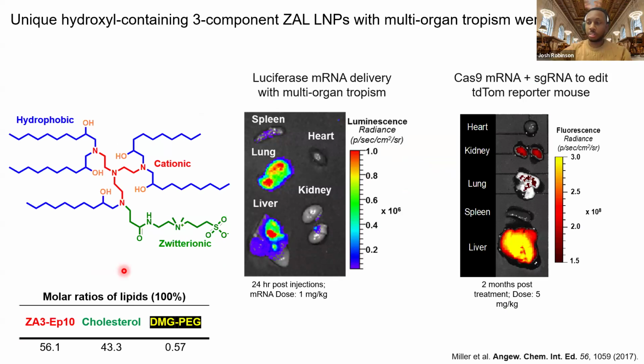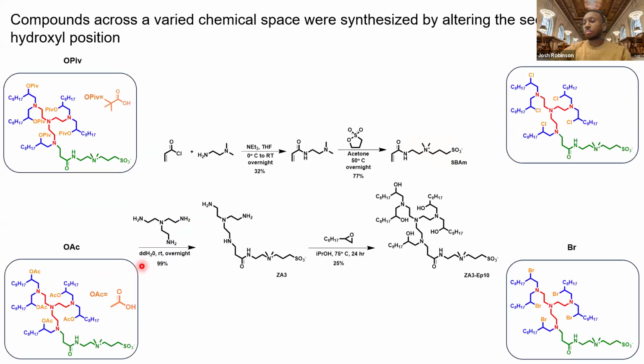So this is actually the second part that builds up my project. We have the hydroxyl group and we have ZA3-EPI10. So what is my project? With both of those aspects in mind, we looked at seeing if we can vary the chemical space at the hydroxyl position, as you saw that Moderna and Pfizer had the hydroxyl position. And we also wanted to use ZA3-EPI10 to make a 3-component LNP as opposed to a 4-component LNP.